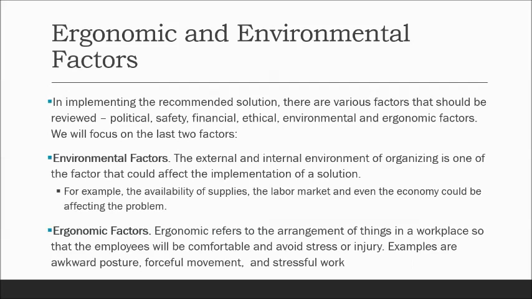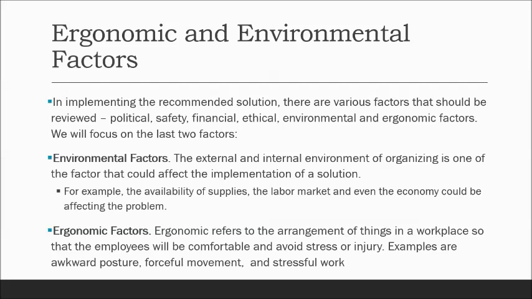So, pag sinabi natin environmental factors, the external and internal environment of an organization is one of the factors that would affect the implementation of a solution. For example, the availability of supplies, the labor market, and even the economy could be affecting the problem. So you are going to consider this in recommending and implementing a solution, yung environmental factors niya.